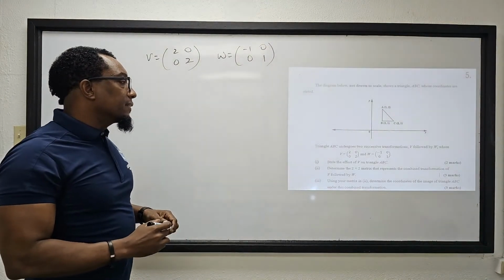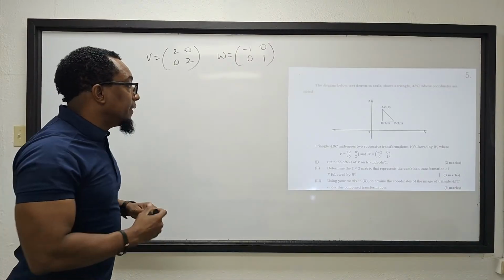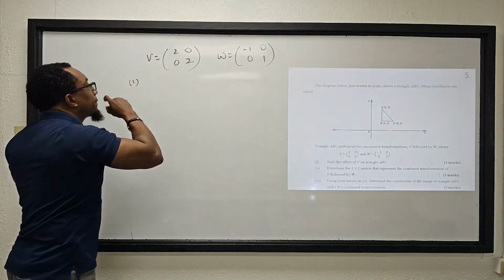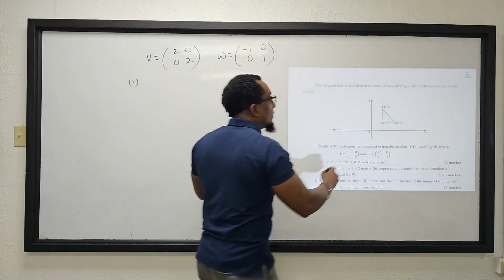State the effect of V on triangle ABC. So the effect of V will be the triangle ABC. This is the triangle ABC here.